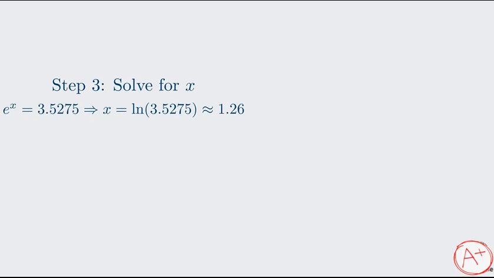Since u is e to the power of x, we take the natural log of our results. x equals the natural log of 3.5275, which is approximately 1.26. And for the second value, x equals the natural log of 0.4725, which is approximately -0.75.